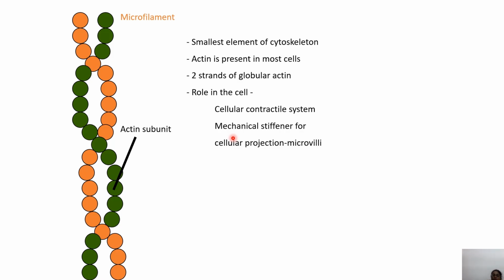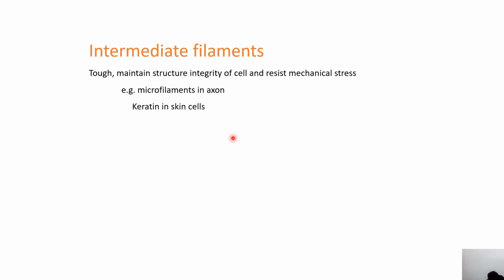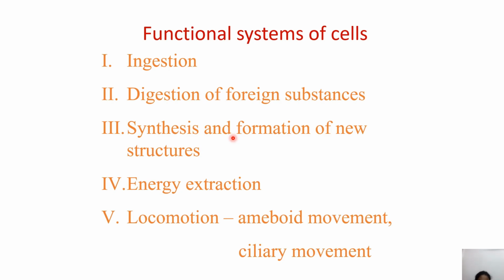Actin is present in most cells, and two strands of globular actin are there. Their roles in the cell are cellular contractile system, mechanical stiffener for cellular projections, and microvilli. There are intermediate filaments like tau. They maintain structural integrity of the cell and resist mechanical stress. Neurofilaments in axon, keratin in skin cells. The functional systems of cells are ingestion, digestion of foreign substances, synthesis and formation of new structures, energy extraction, and locomotion.